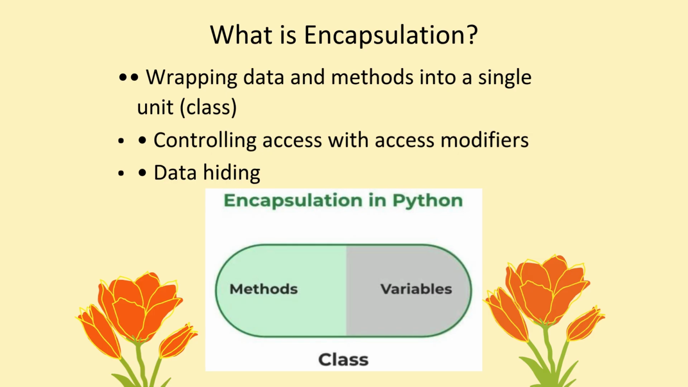Encapsulation is about bundling data and methods that operate on that data within one unit, the class. It also involves controlling access using access modifiers like public, protected, and private. This helps us hide internal object details from outside interference.